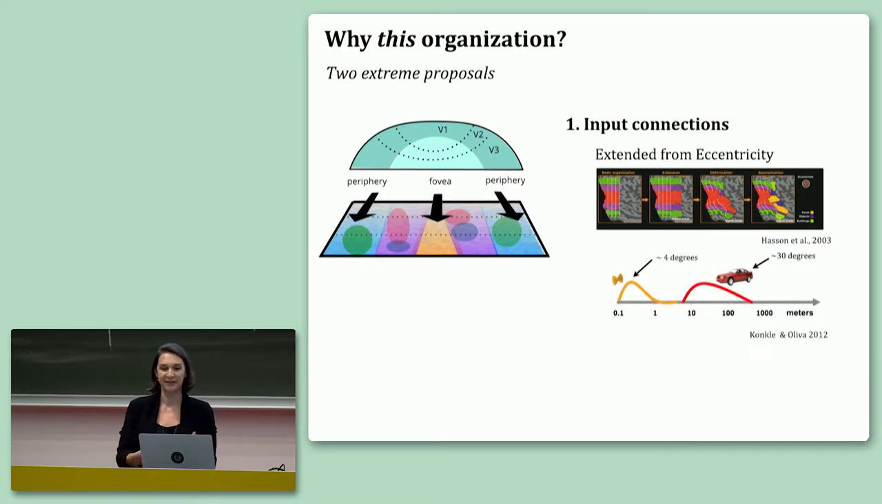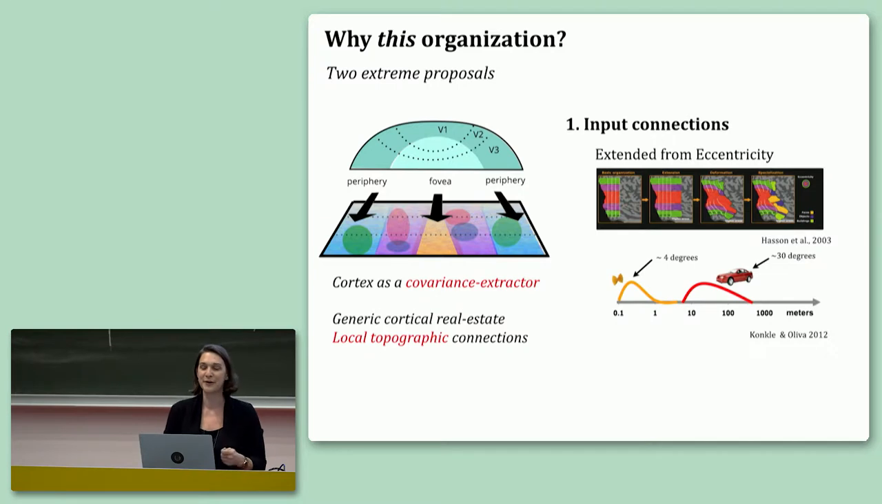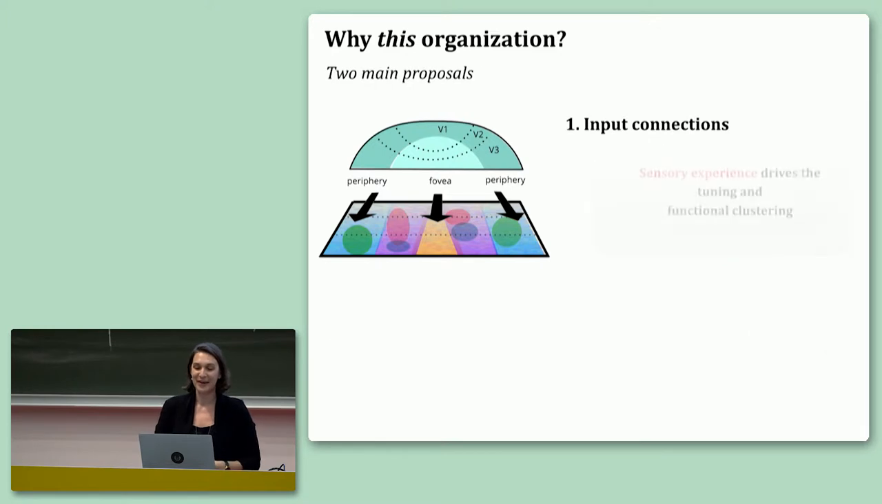If you think about the way observers interact with objects in the world, there are physical constraints and projective geometry that make it the case that small things tend to subtend smaller visual angles, and big things tend to subtend bigger visual angles, and that might naturally array object size along the eccentricity gradient, so it might promote this large-scale distinction. In this view, the cortex is really like a dumb covariance extractor. You basically just need generic local topographic connections, and all you do is take that input and keep extracting features along, and because of that eccentricity gradient, you naturally give rise to these kinds of distinctions going forward. That's the strong experience-driven account.